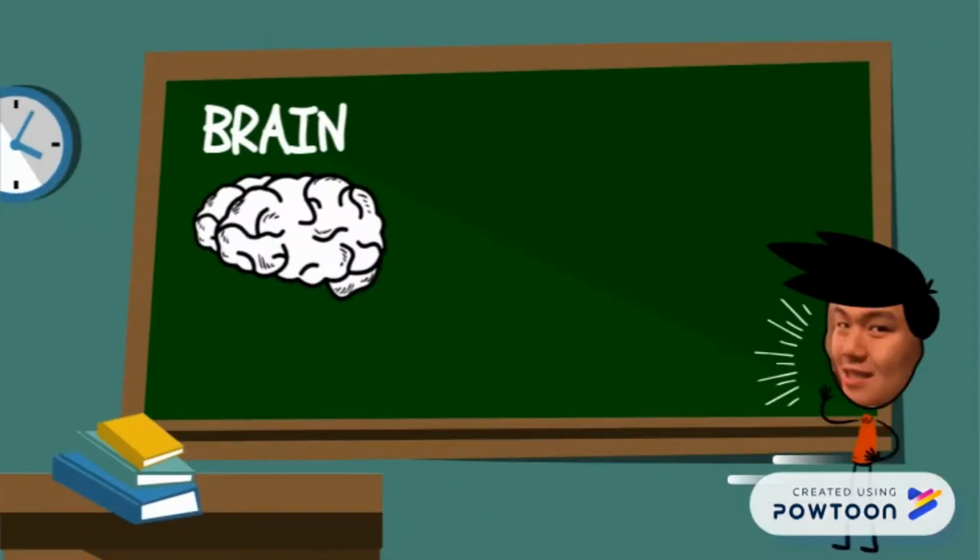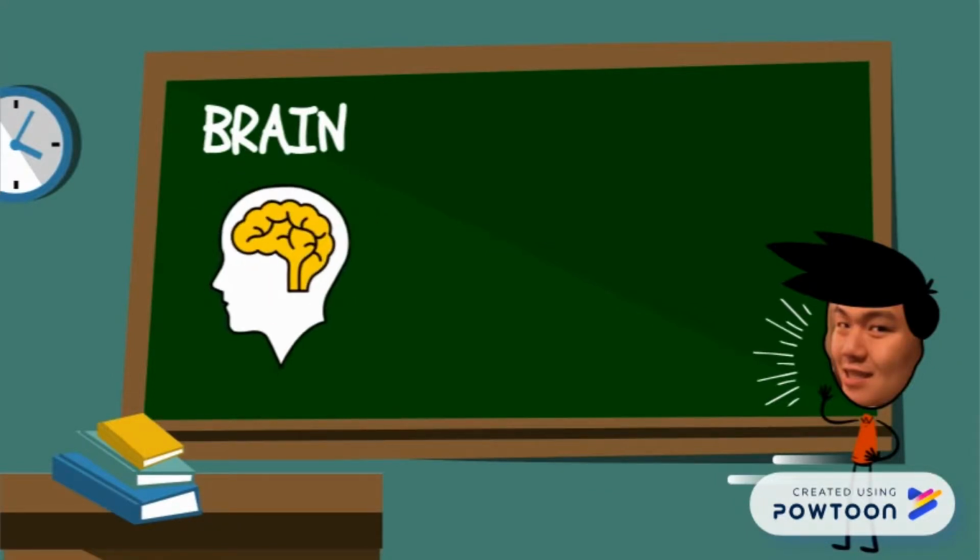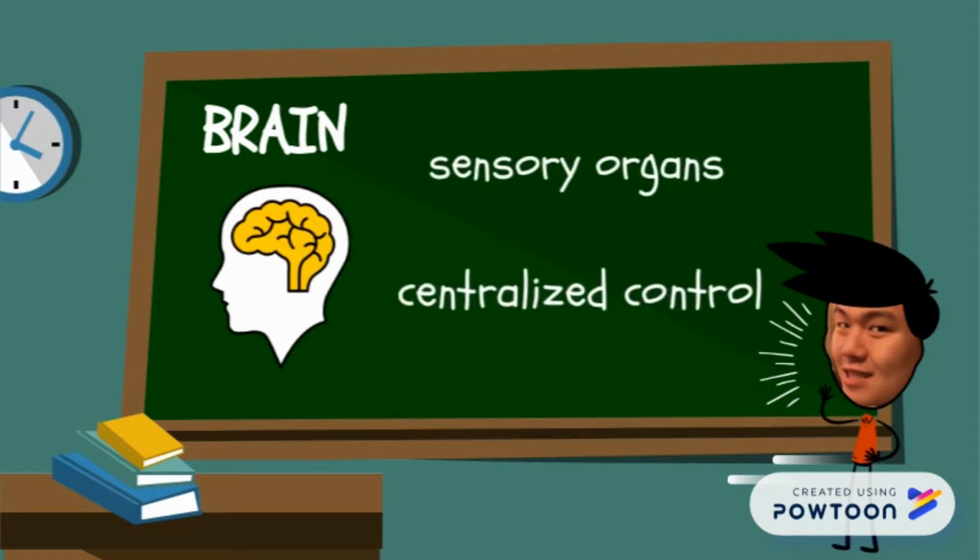The brain is an organ that is the center of the whole nervous system. It is located in the head and is usually close to the sensory organs. The function of the brain is to make a centralized control over the whole organ of the body.